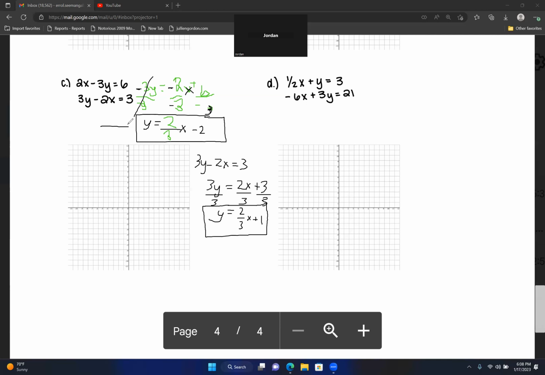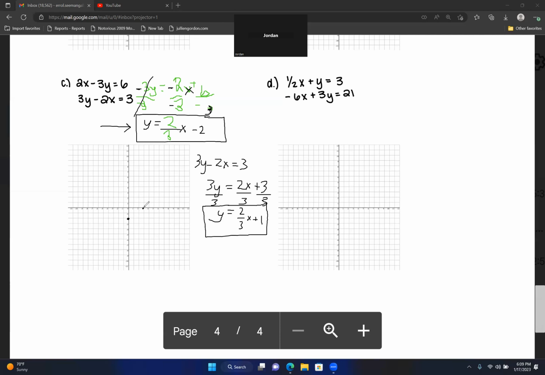Okay, we're looking at this one. Let's start with this one first. Where's the first dot on that one? 0, negative 2. Okay. Where's the second dot? Rise 2, run 3.